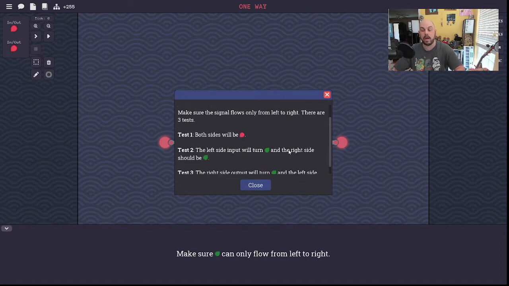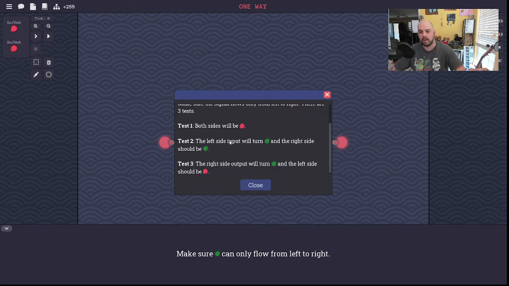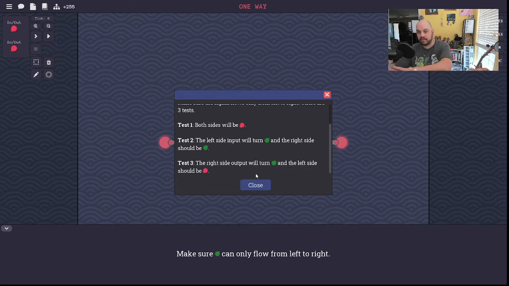So test 1, both sides will be off. So no information is flowing at all. Test 2, the left side should turn on and the right side should also be on because we're going to flow that information from left to right. Test 3, the right side's going to turn on, but we want to make sure that that flow does not go over to the left side. So we have to make sure that the left side stays off.